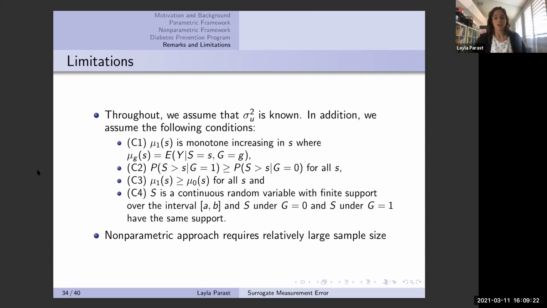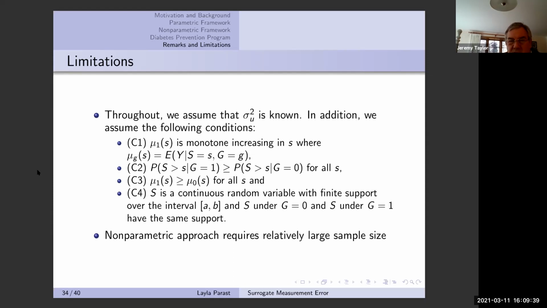The fourth assumption there is just needed because I do my kernel smoothing. So I smooth over S in the treatment group and then apply it to the control group. So I need the supports of the surrogate in the two groups to be the same. And also because, go ahead.